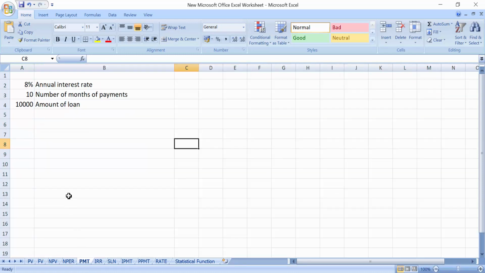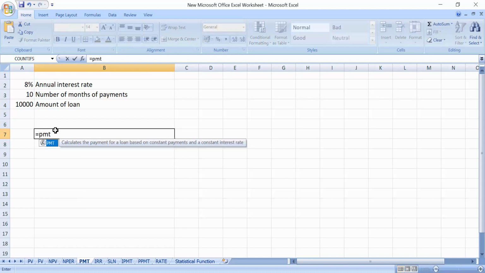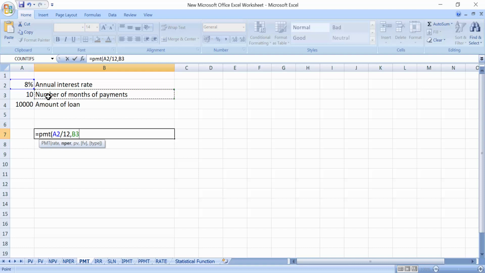Next function is PMT. Now this function calculates the payment for a loan based on a constant payment and a constant interest rate. For example, PMT in bracket rate, for example 8% जो यहाँ पे मैंने रेट दिया है, ठीक है, वो सिलेक्ट करो. डिवाइड बाय हमें क्या लिखना है, 12. Then next one is NPER, that is number of month of payment, and next one amount of loan, for example ये present value, ठीक है?